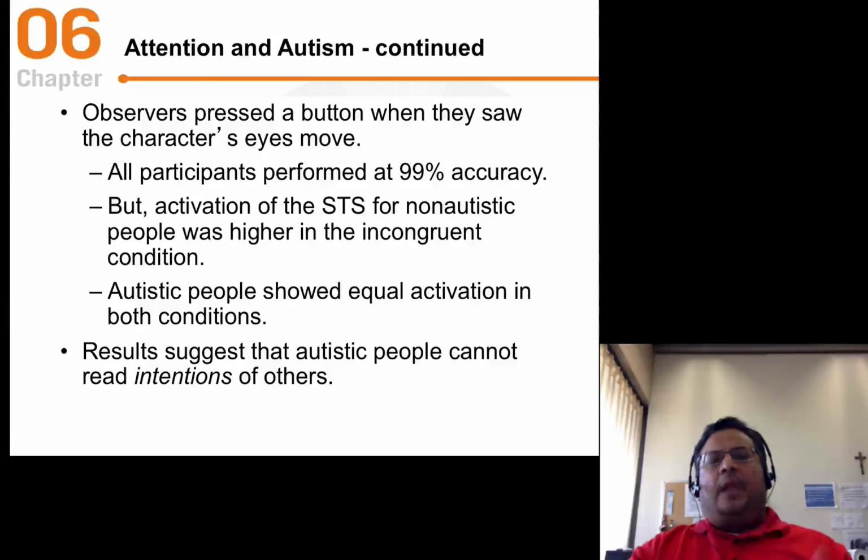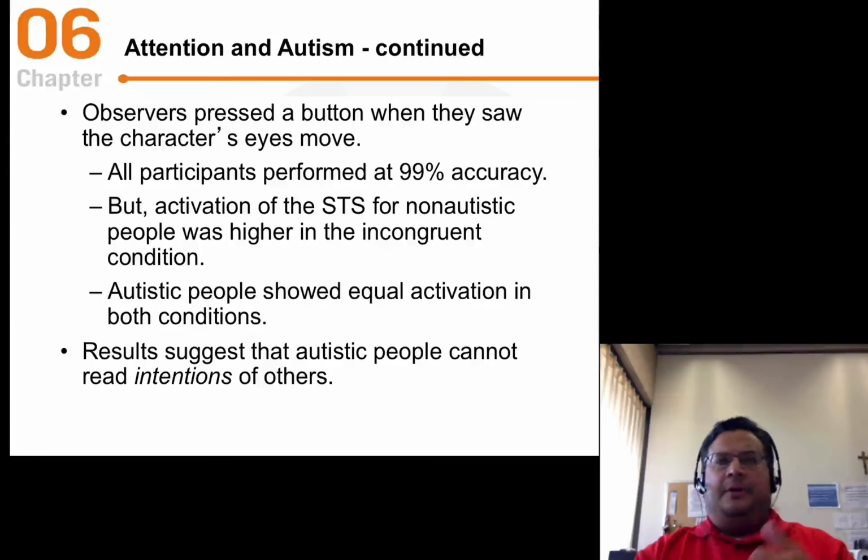And the observers, the dependent variable was the time it took for observers to press a button to say that they saw the character's eyes move, right? Everybody was very accurate, right? In other words, just by watching how long it took, they were pretty accurate. But the activation of the superior temporal sulcus for non-autistic people was higher in the incongruent situation.